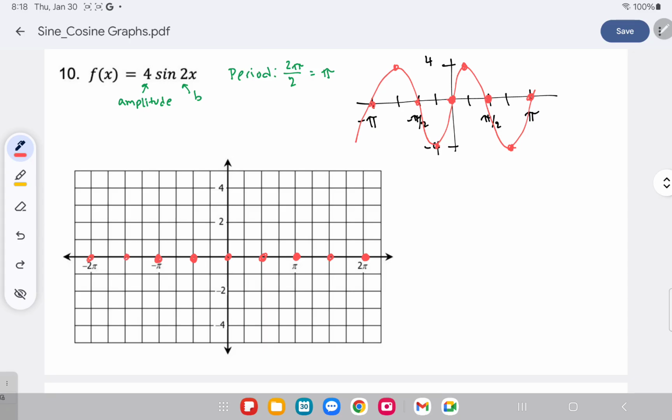And then it looks like our maximum values, or our relative maximums, are happening at pi over 4. And then we've got another one over here at negative 3 pi over 4. And minimums we can put in, and then we can connect all of our curves.